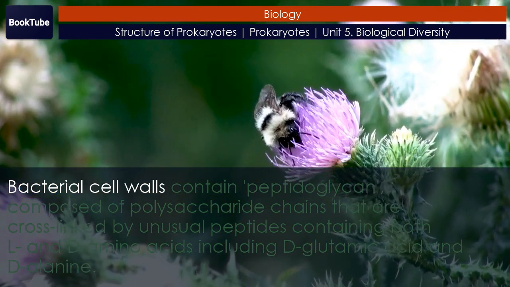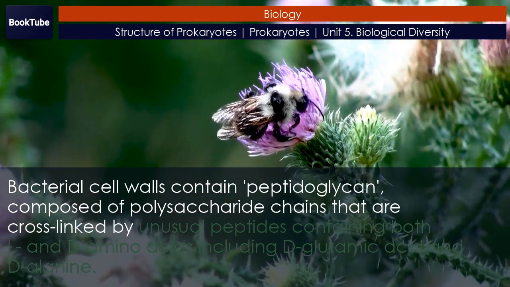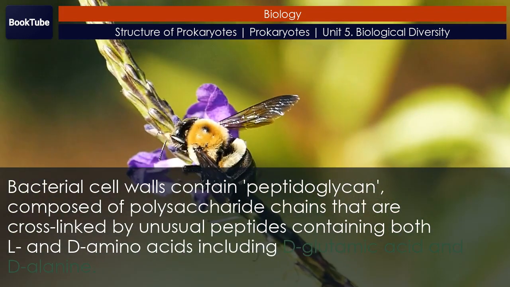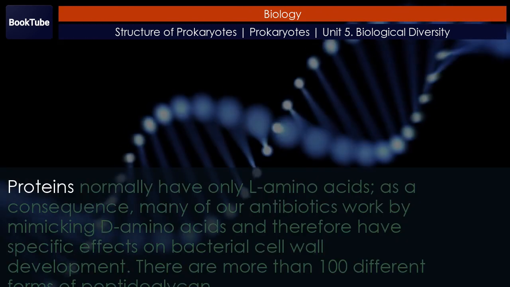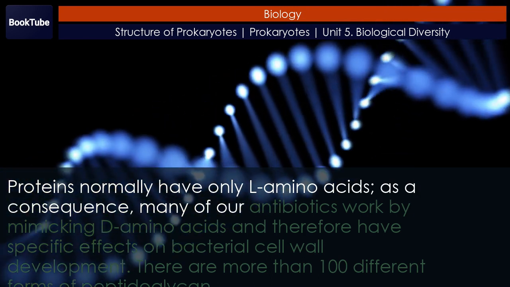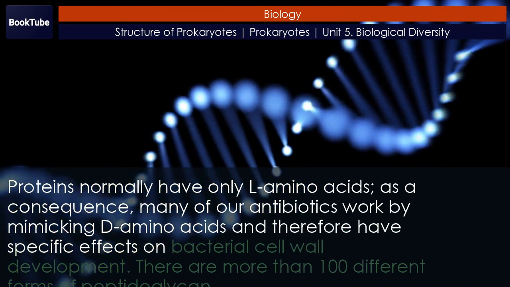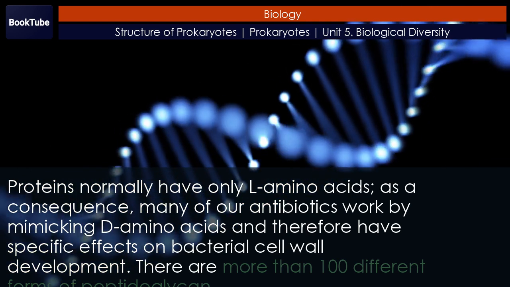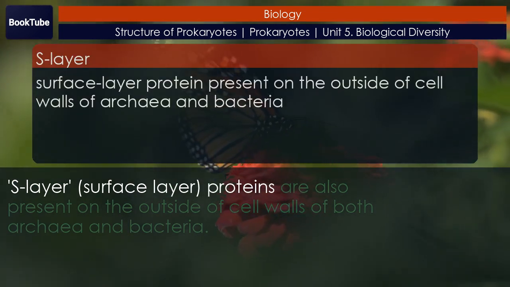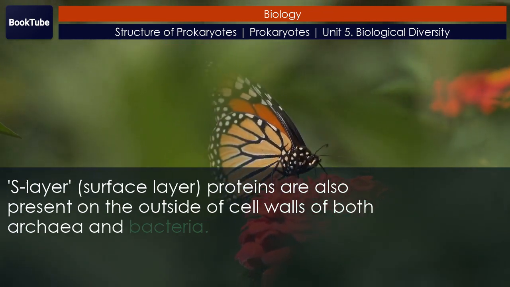Bacterial cell walls contain peptidoglycan, composed of polysaccharide chains that are cross-linked by unusual peptides containing both L and D amino acids, including D-glutamic acid and D-alanine. Proteins normally have only L amino acids. As a consequence, many of our antibiotics work by mimicking D amino acids and therefore have specific effects on bacterial cell wall development. There are more than 100 different forms of peptidoglycan. S layer, surface layer, proteins are also present on the outside of cell walls of both Archaea and Bacteria.